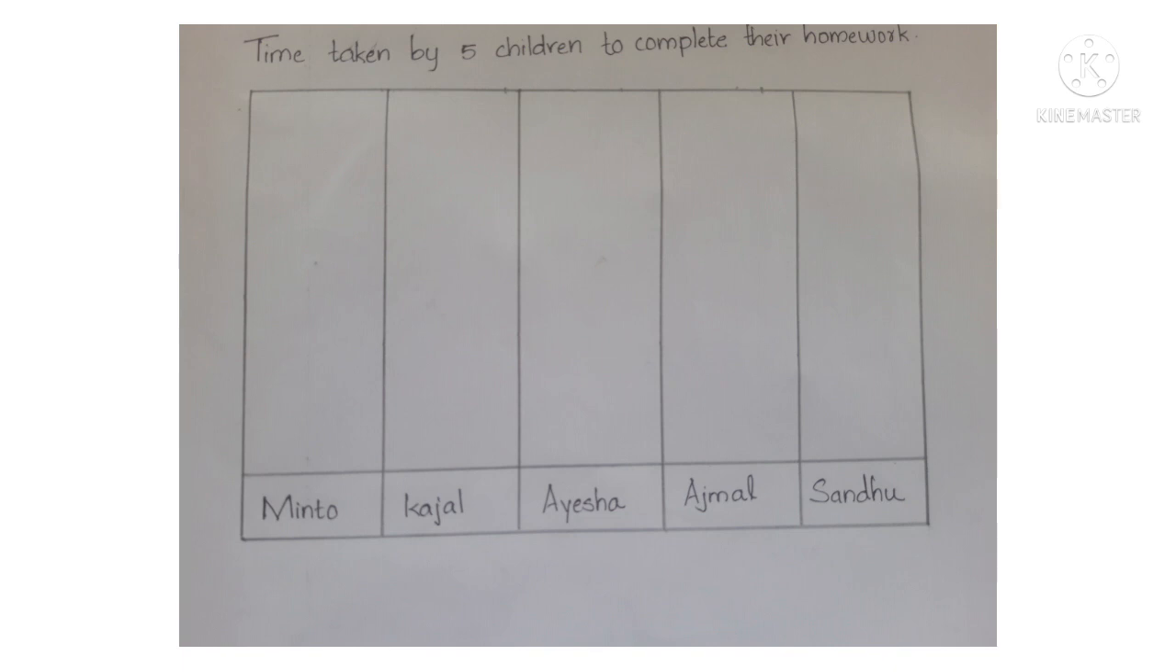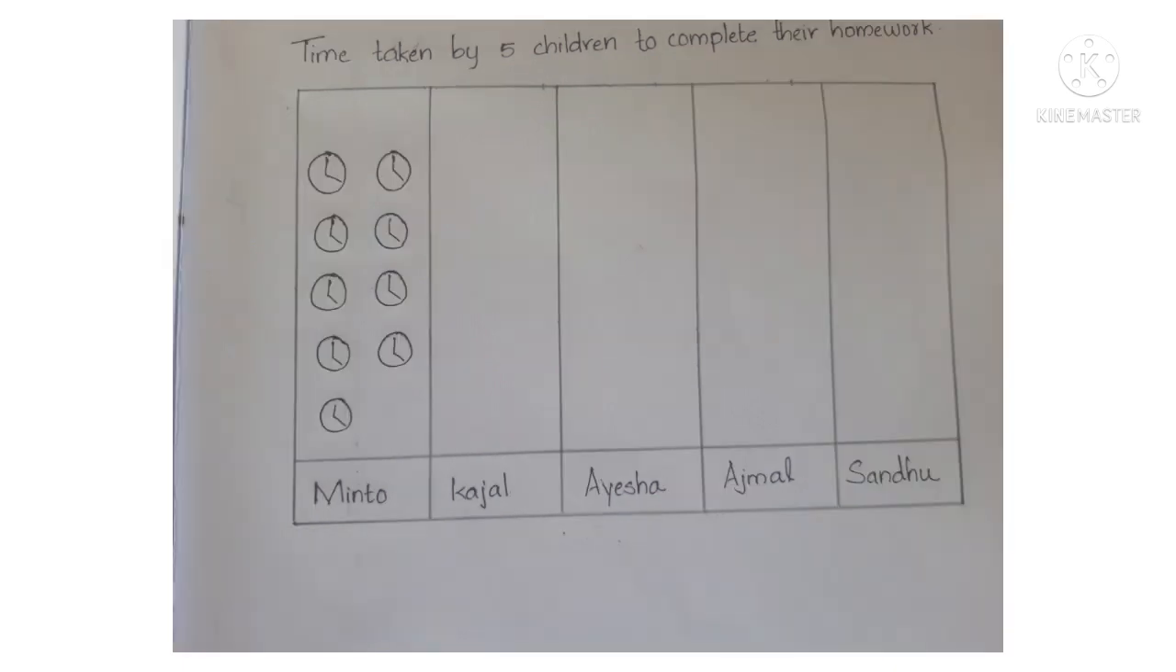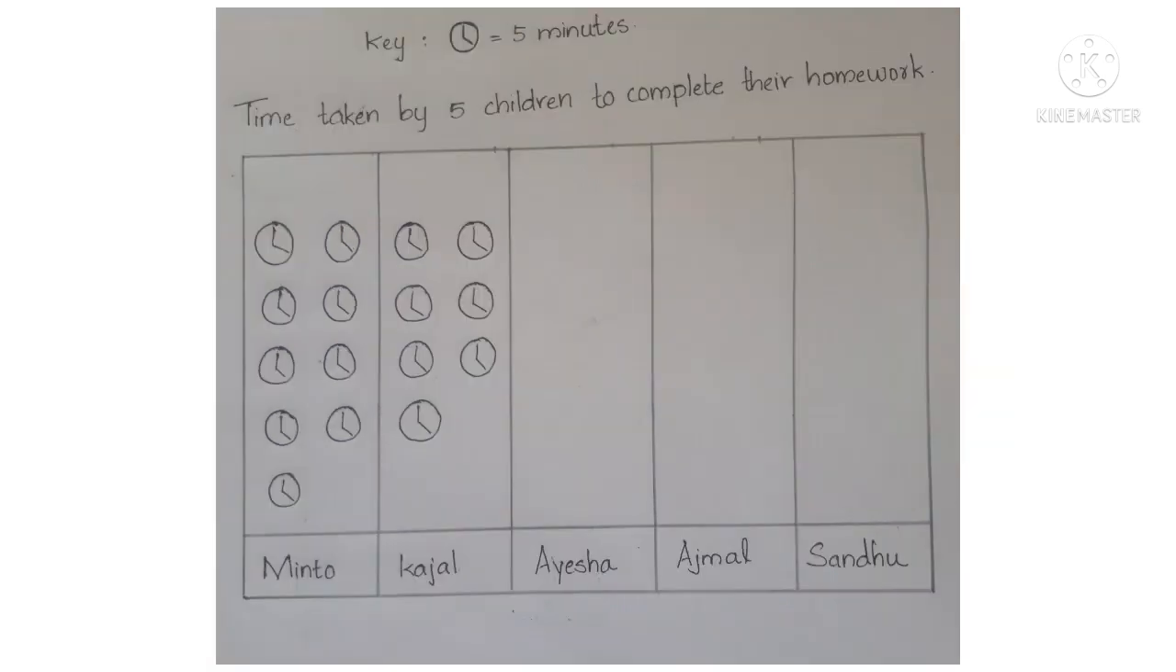So Minto took 45 minutes. So how many clock symbols will be there? Yes, as we know, 9 5s are 45. So we will draw 9 clock symbols like this. Okay. And what about Kajal? Yes, Kajal took 35 minutes. As we know, 7 5s are 35. We will draw 7 clocks like this in Kajal's column.